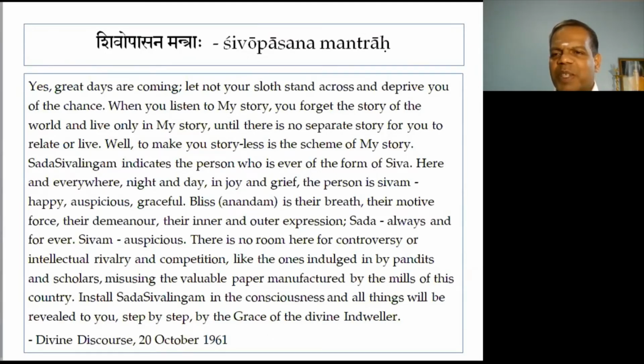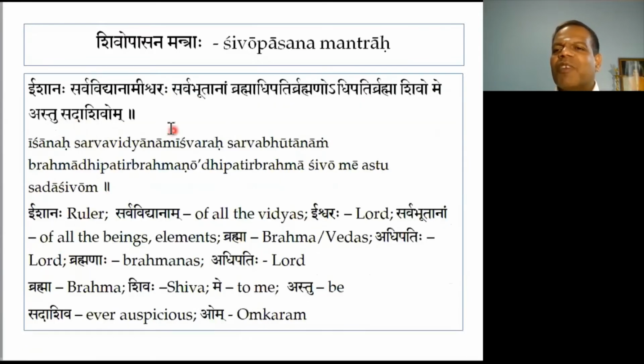Again, we will look at the meaning of it. Ishana Sarva Vidyanam, he is the Lord of all knowledges. That means he grants us knowledge. Ishvara Sarva Bhutanam, he is the Lord of every living being. Brahmana Adipati, he is the Lord of all the knowledge, the Vedas. Brahmana Adipati, he is the one who is the Lord over everyone who practices and learns about Brahman and lives the path of Brahma. Brahma, he is the one who expands. Shivo is auspicious. May, to me, let him be Sadashiva. Om.